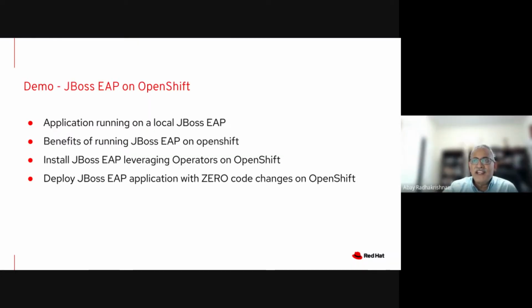Firstly, we will demonstrate an application running on a local JBoss EAP. Then we'll discuss the benefits of running JBoss EAP on the OpenShift platform. Then we'll show you how to easily install JBoss EAP leveraging the operators on OpenShift. Then we will deploy the kitchen sink application with no code changes at all on the OpenShift platform.